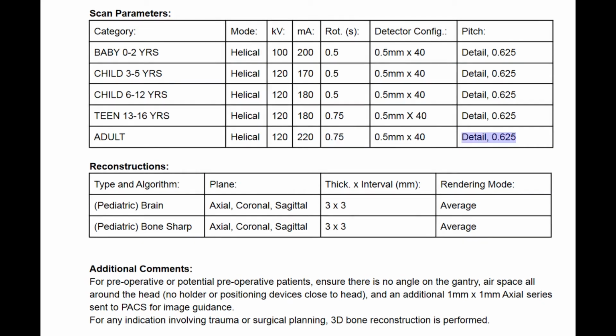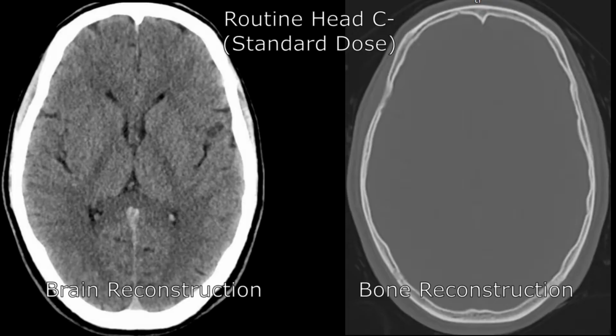We're using a low pitch, so the patient is moving slowly through the scanner, and we're oversampling, which is effectively overlapping our data acquisition as the patient moves through the scanner. And the aim of all of these things is to get sufficient radiation to the detector to give us a good signal to noise ratio and a high quality image.